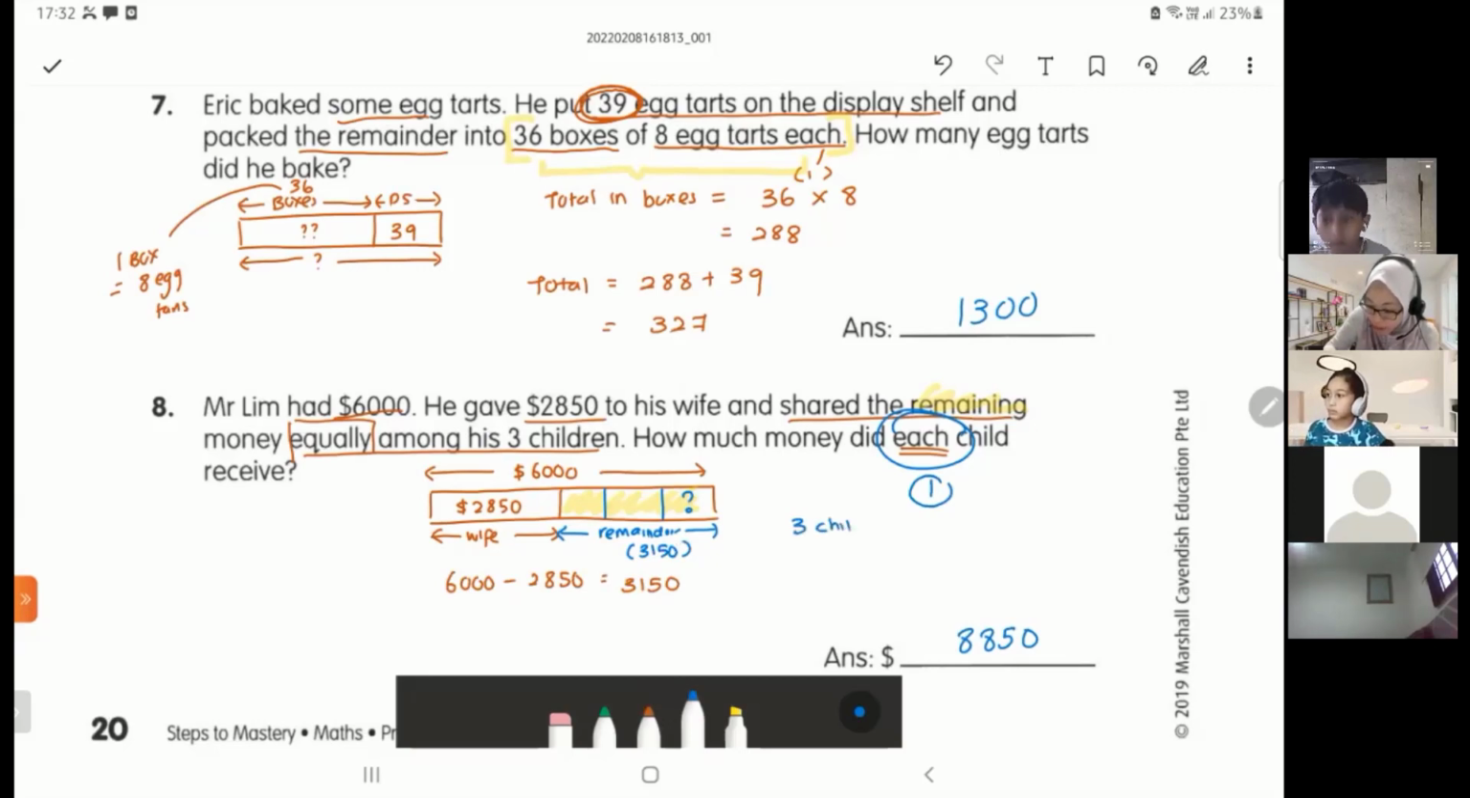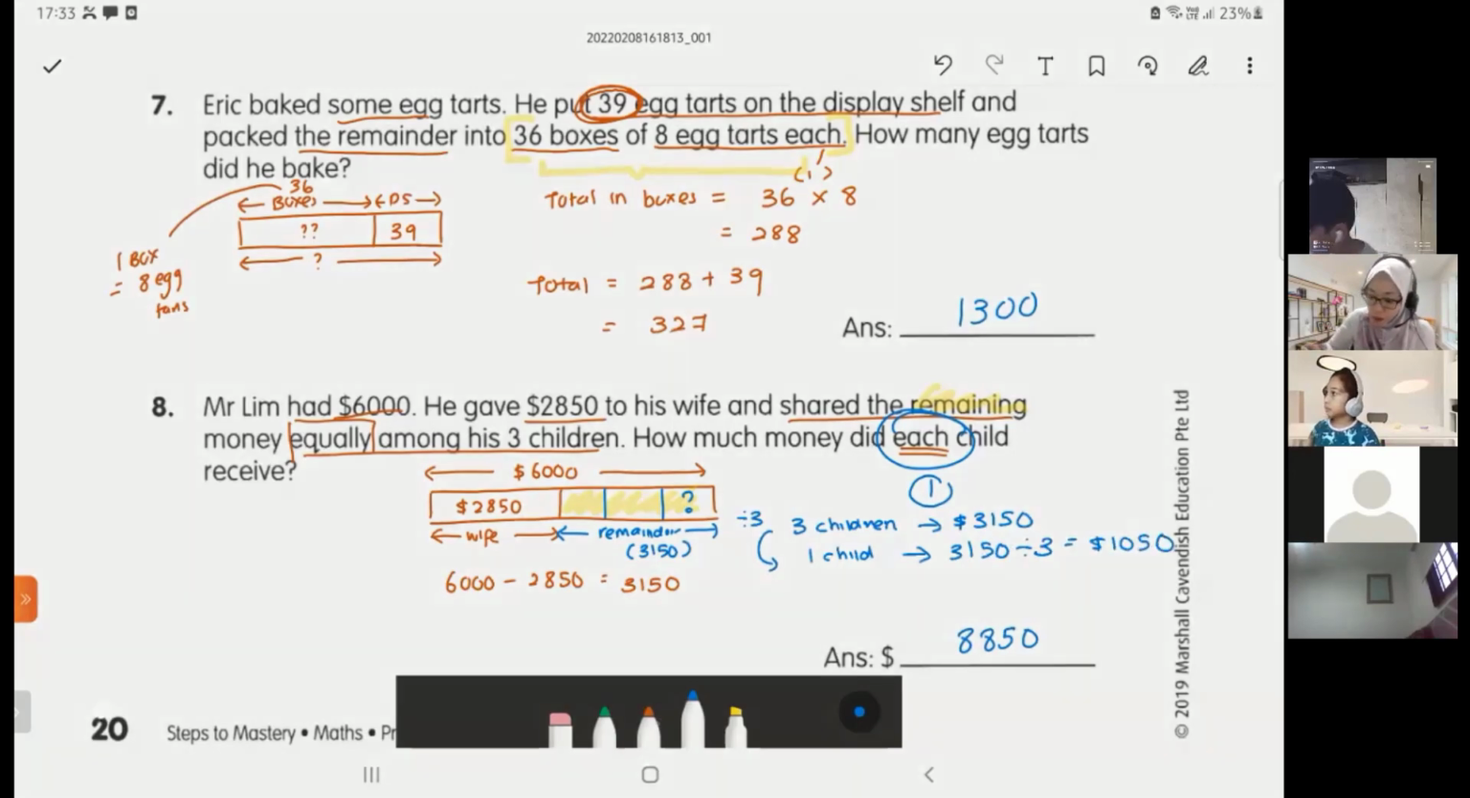Now, this is for 3 children, right? 3 children is 3,150. To find each, or to find one, it is always divide. So this is 3,150 divided by 3. And when you divide, you are going to get 1,050. Okay, so this one is not right. This one also not right. This is 327. This is 1,050. Take note of the answer now.